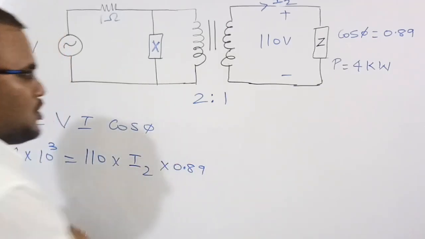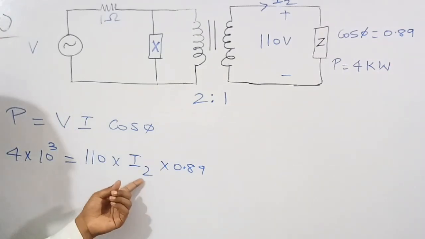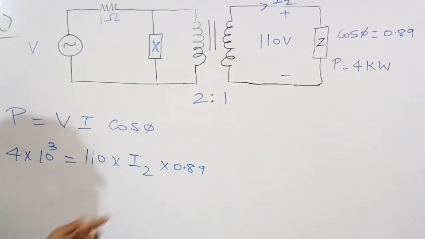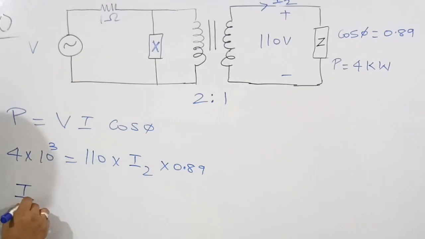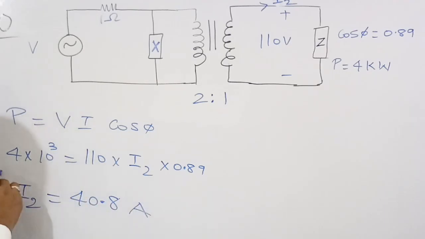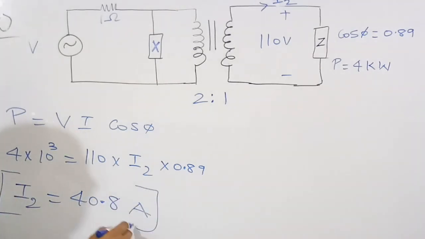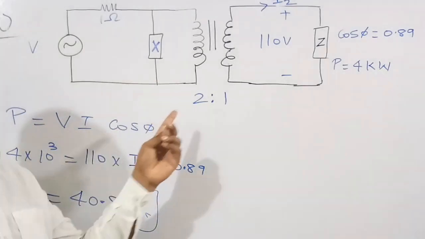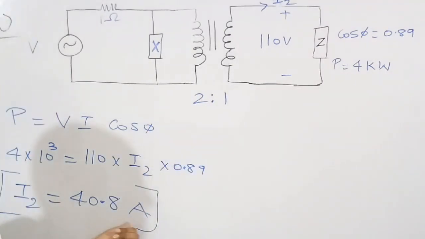This is the power factor of the load. Now the only unknown parameter is the current I2 through the load. So I2 is equal to 40.8 ampere. If you solve this, you will get I2. The current drawn by the load is 40.8 A.